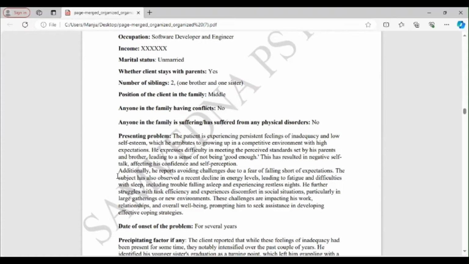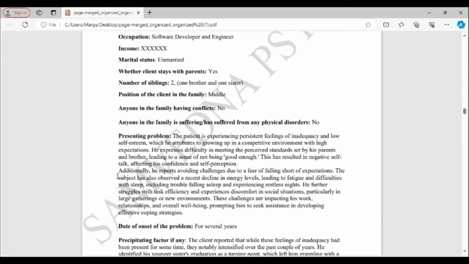So the patient is experiencing persistent feelings of inadequacy and low self-esteem, which he attributes to growing up in a competitive environment with high expectations. He expresses difficulty in meeting the perceived standards set by his parents and brother, leading to a sense of not being good enough. This has resulted in negative self-talk, affecting his confidence and self-perception. He reports avoiding challenges due to fear of falling short of expectations.